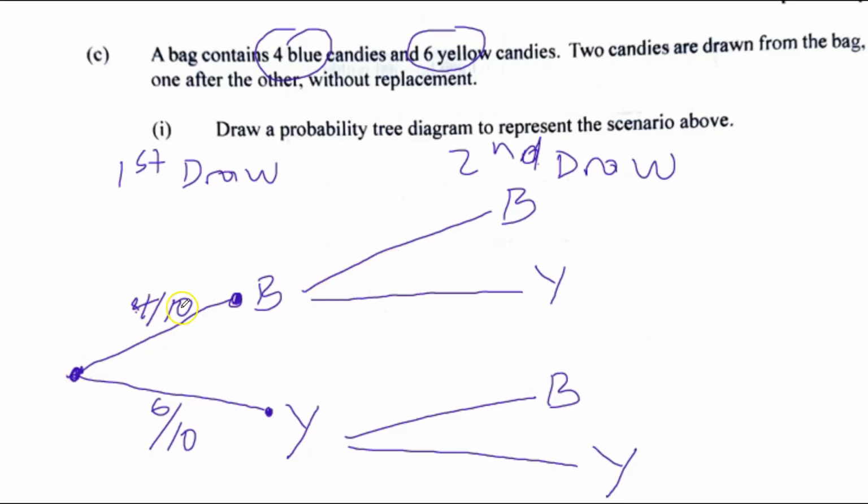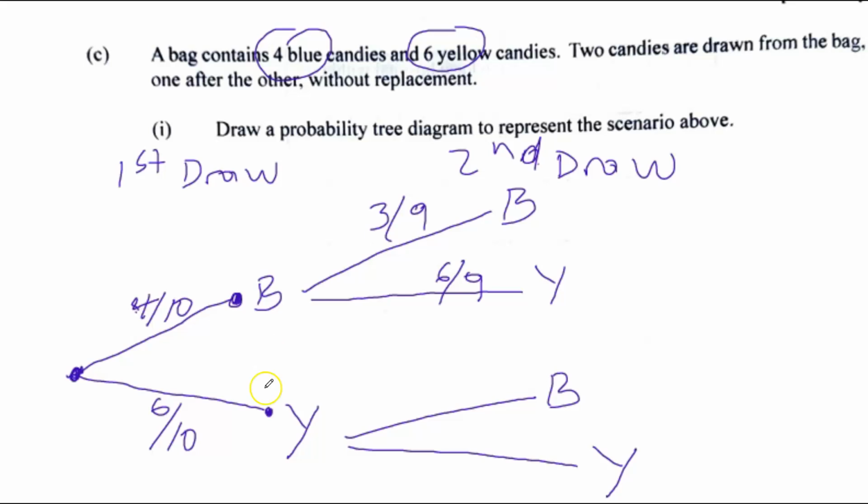Now, for the top branch here, this is the situation where the first draw was a blue candy. Now, if the first draw was a blue candy, you would now have 3 blue candies left. And remember, the first candy wasn't replaced, so the total is now 9. So what you actually have is 3 blue candies from a total of 9. You still have 6 yellow candies. So the probability of getting yellow on the second draw, if the first one was blue, is 6 out of 9.